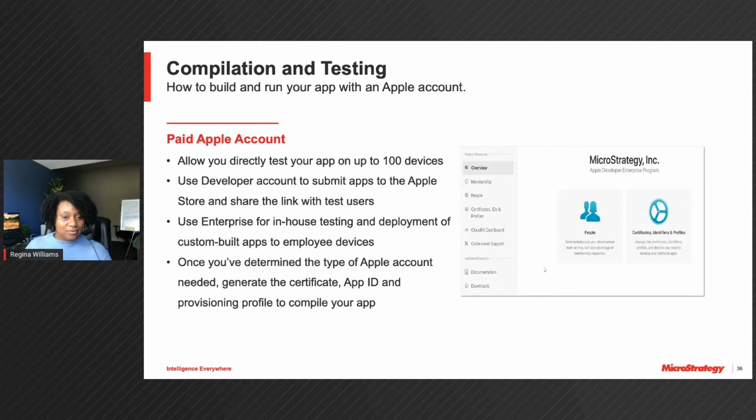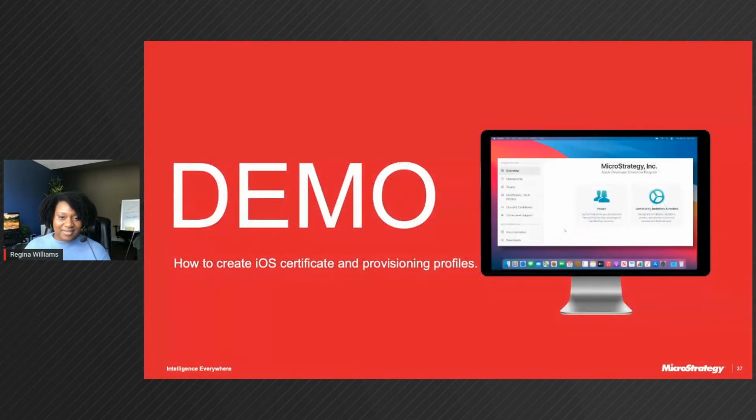Depending on which one you get, what we need to do next is generate the certificate, the application ID, and the provisioning profile for that. So let's go to the next slide. We're going to do a demo showing exactly that. In this process, we're going to go through the whole process to create the iOS certificate on your Mac, and create all the provisioning profiles to actually compile the app.